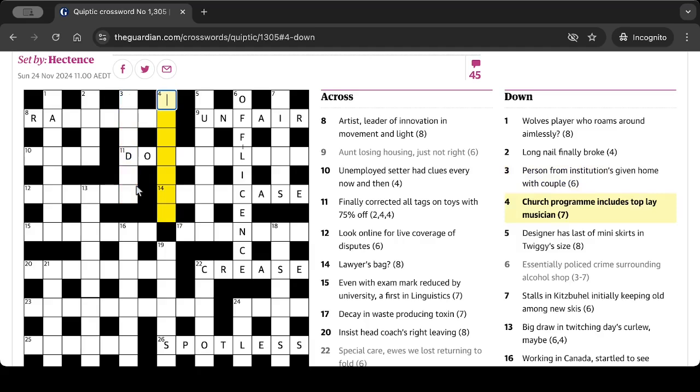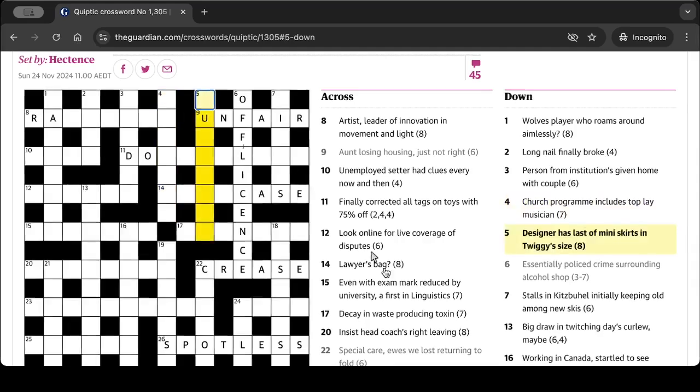Let's move on. Church program includes top lay musician. So a church program, maybe that could be a sermon. If it includes the top of lay, it could be including a Y to give a musician. Again, not jumping out, so move on.